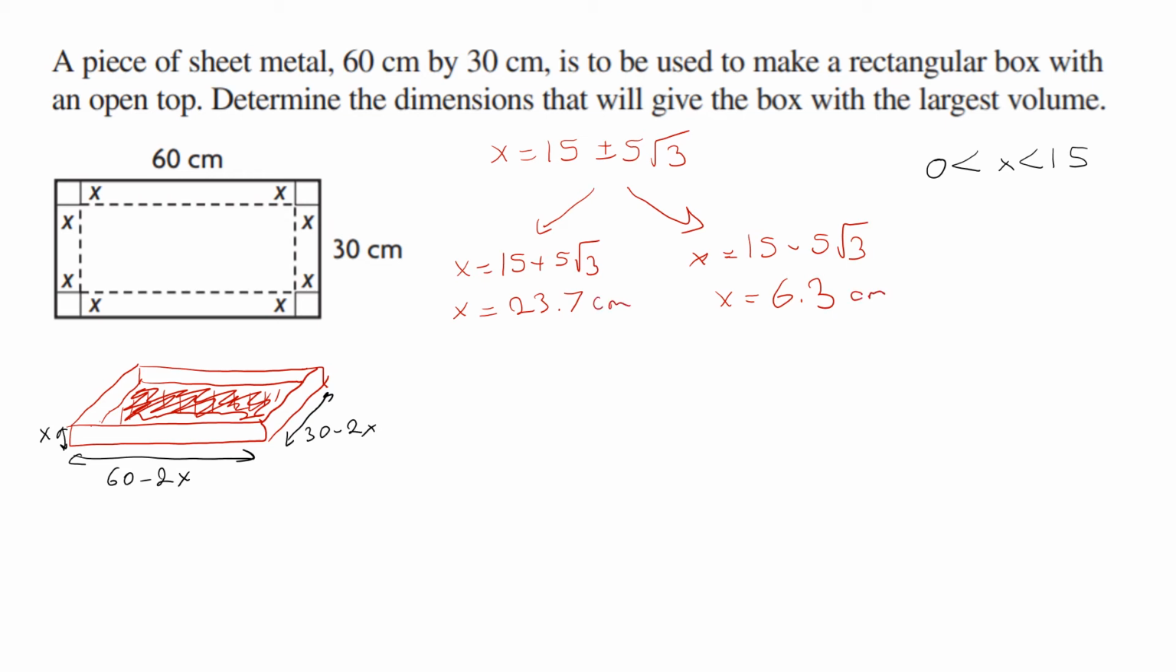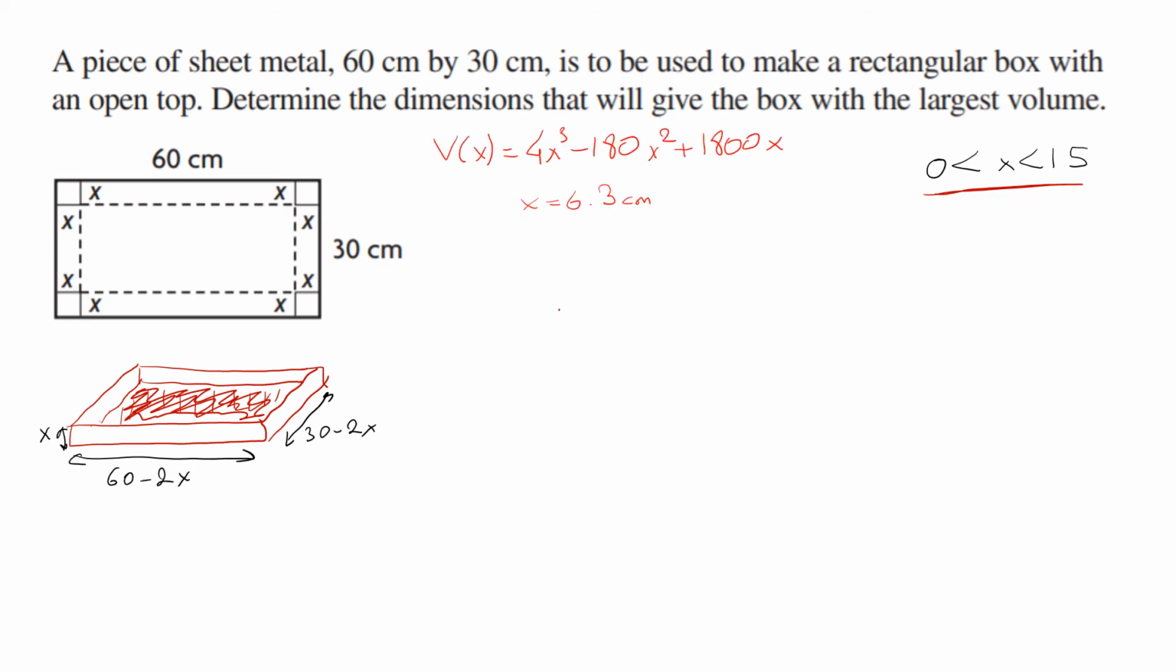Now the next thing we do is check my restrictions. My restriction is between 0 and 15 centimeters. So this one passes, this one is within my restriction, within my domain. However, this one is way higher than what my domain says, so we don't count this as one of my critical points. So now I know as one of my points I have 6.3 centimeters.